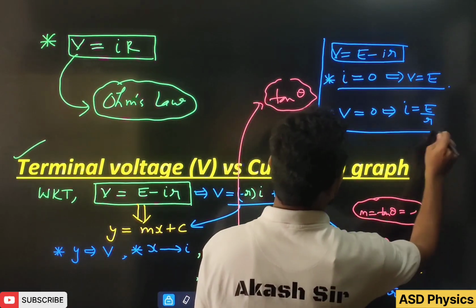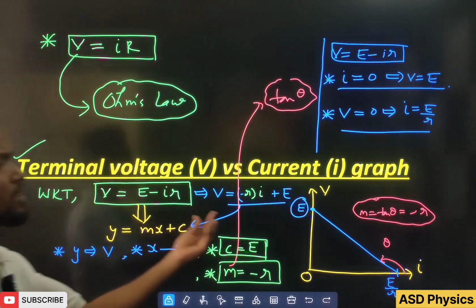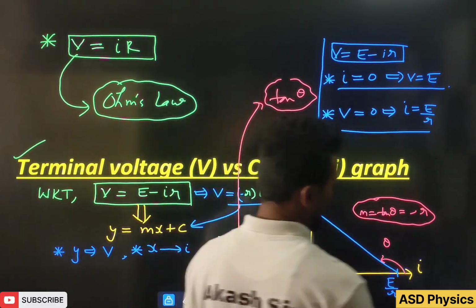Students, I hope this thing is very clear to you. As I have told you, the terminal voltage is V equal to E minus IR. When I compare, the slope will come minus R, the intercept will come E, and even this point E by R we have got from here, because a line means 2 points will be there.